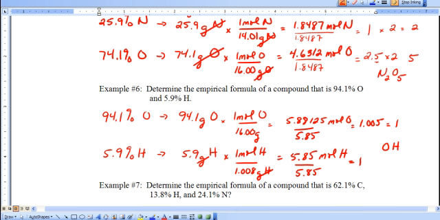Alright? So again, the strategy is always going to be to simply change whatever's given to you into moles, and then change it into a mole ratio. Okay? In the next podcast, we'll go ahead and tackle the next few samples on empirical formulas.